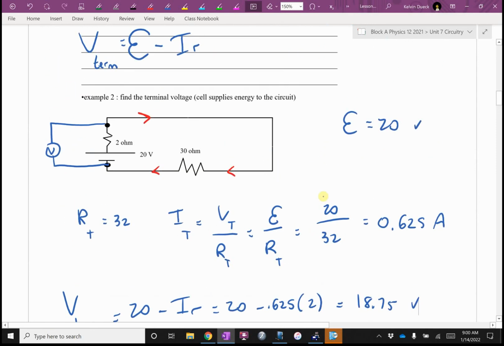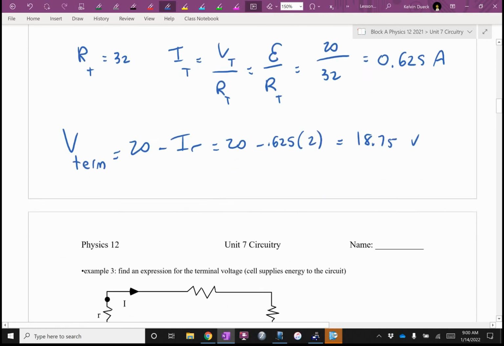Mr. Duick, why don't they just build better and better and better batteries? Well, there's actually a reason you might want an internal resistor. It's for if you're recharging batteries.